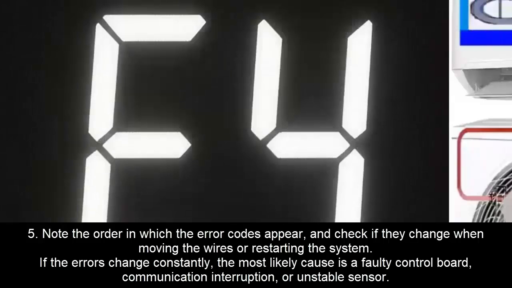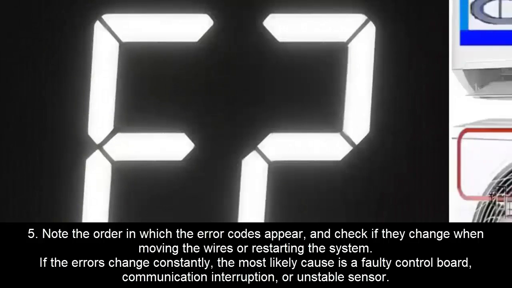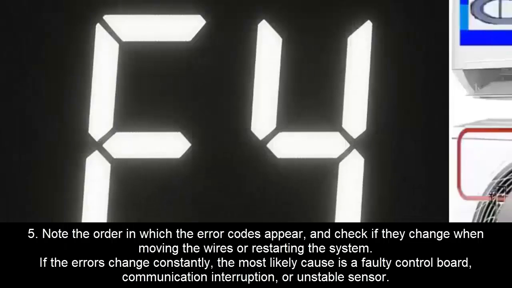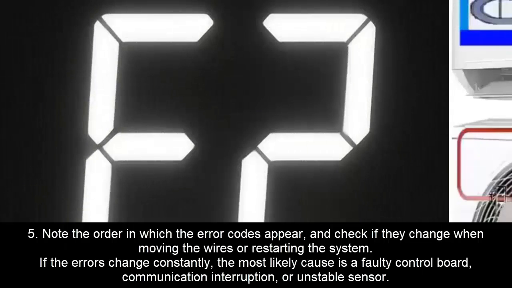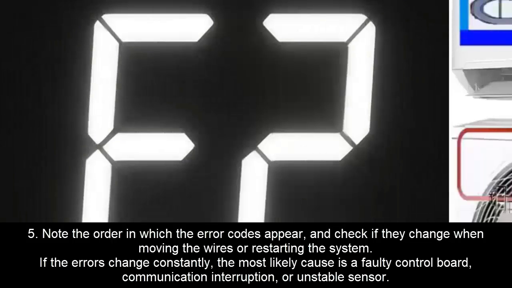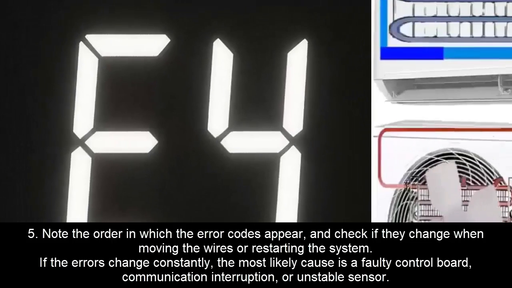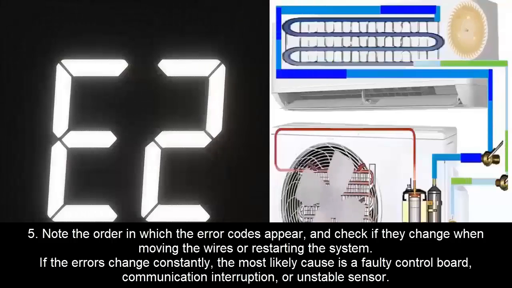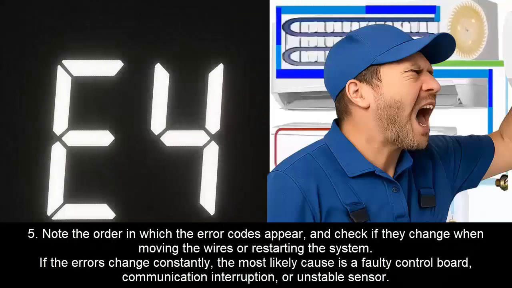5. Note the order in which the error codes appear, and check if they change when moving the wires or restarting the system. If the errors change constantly, the most likely cause is a faulty control board, communication interruption, or unstable sensor.